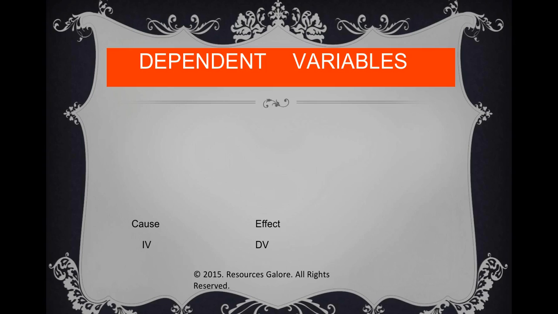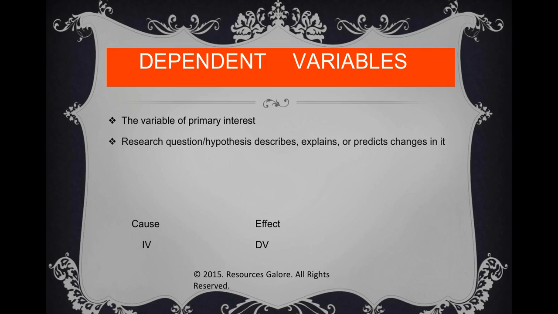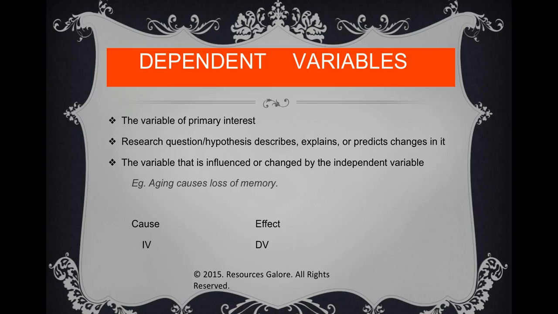Okay, so the dependent variable, that's the effect, that's the result. That's the thing that the hypothesis describes, explains, or predicts, that there will be changes in it, that it will result in changes. So it's the variable that is influenced or changed by the independent variable. If there is a change in the dependent variable, there necessarily has to be a change in the independent variable. So if you look again at that statement, again, aging causes a loss of memory. The dependent variable would be loss of memory.